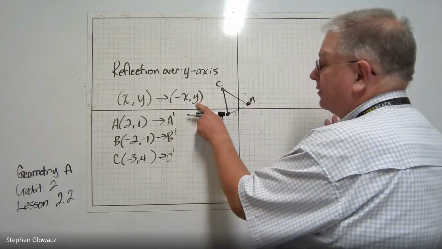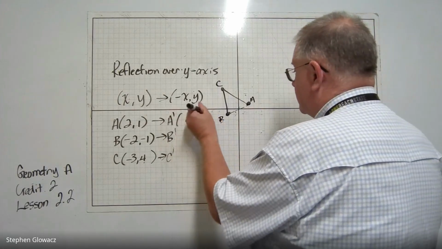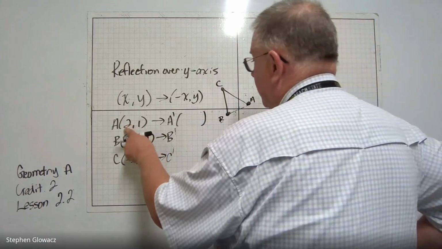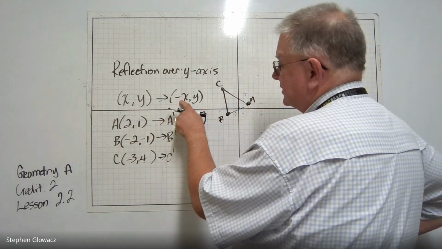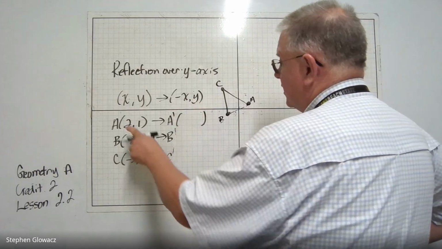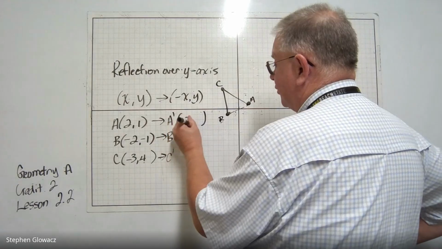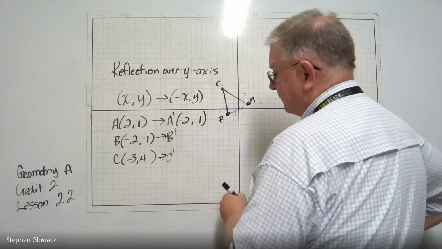And the y coordinate will just stay what it is. So let's take a look for A prime. Remember, the x coordinate is changing its sign. The y coordinate is not. So positive 2 becomes negative 2. The y coordinate stays the same.